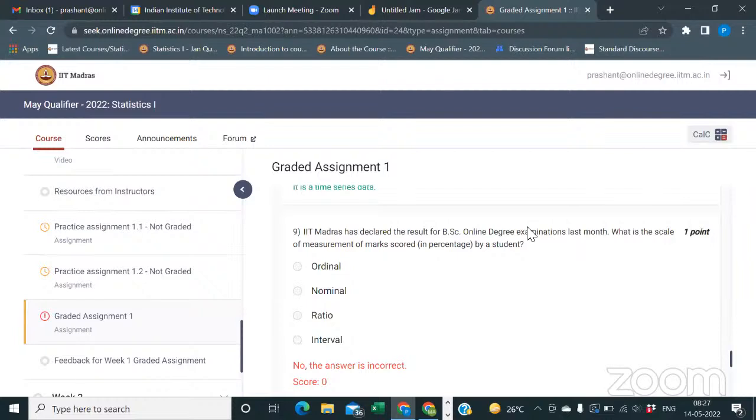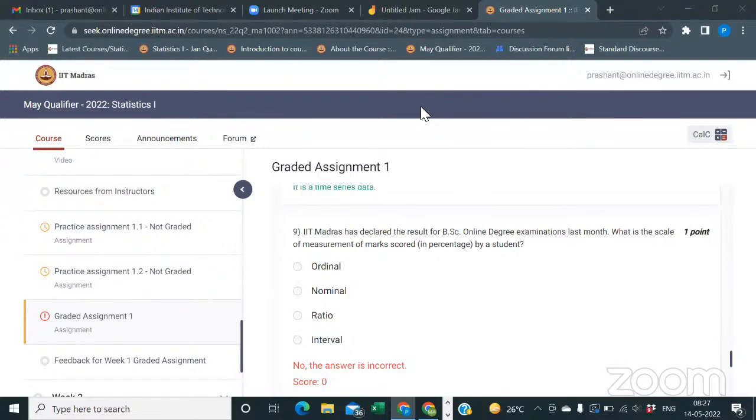Now, what is your question? The question is asking about the measurement of marks scored in percentage by a student. Since the marks can be 0, it is obviously ratio. This is the way we have to think. One basic property is the absolute zero, and the second basic property is that ratio comparison makes sense.